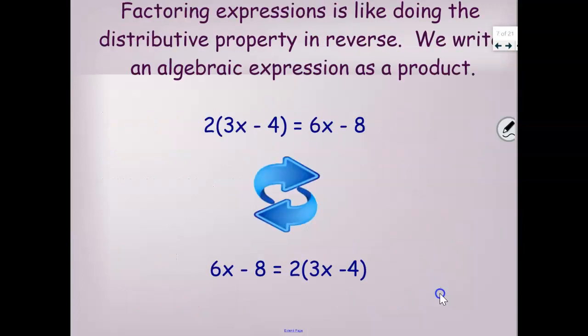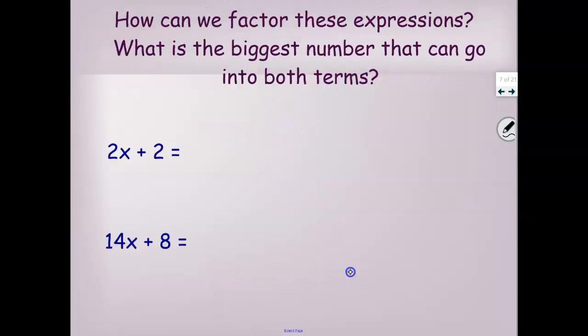All right, so when we factor an expression, we're basically throwing the distributive property in reverse, and we're going to write it as a product of something on the outside of parentheses here. Product means multiply, so we're going to show it this way. So before we were bumping this out and going 2 times 3 is 6x, 2 times negative 4 is negative 8, and now we're going to take this and we're going to go, hey, the biggest thing that goes into both of these is 2, so I can pull the 2 out and write it that way.